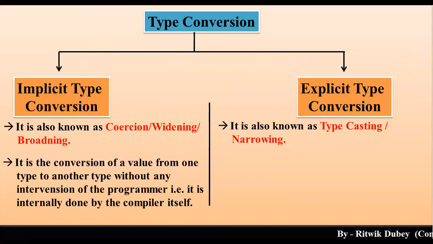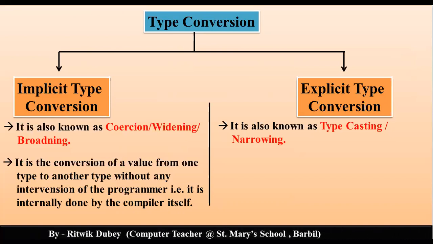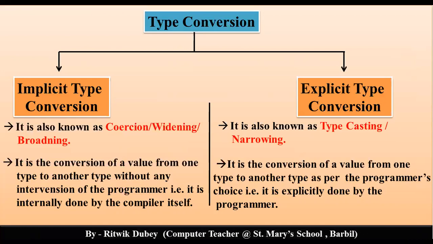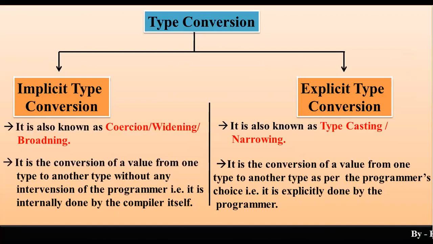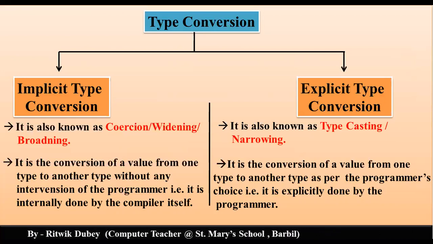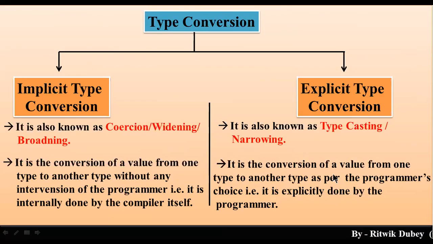It is also known as type casting and narrowing. ठीक है, इसको नैरोइंग क्यों कहते हैं, अभी आगे चल करके एग्जांपल मैं दूंगा, from there you can understand. Okay, now it is the conversion of a value from one type to another type as per the programmer's choice. That is, it is explicitly done by the programmer. Clear, na? Okay, so the conversion which is done by the programmer but not by the compiler internally is called explicit type conversion, or you can say type casting, or you can say narrowing.